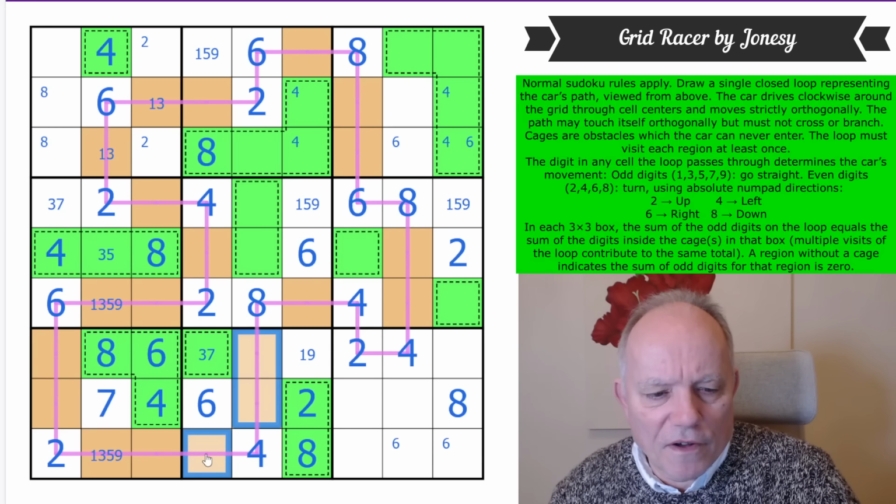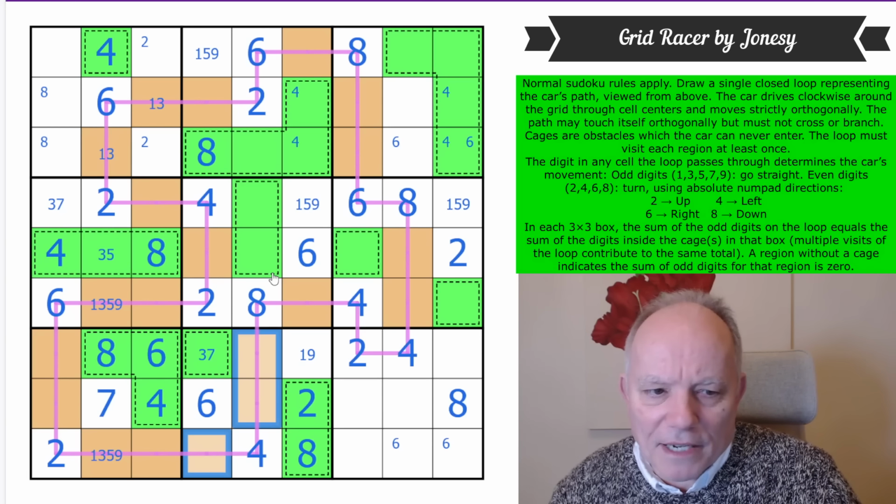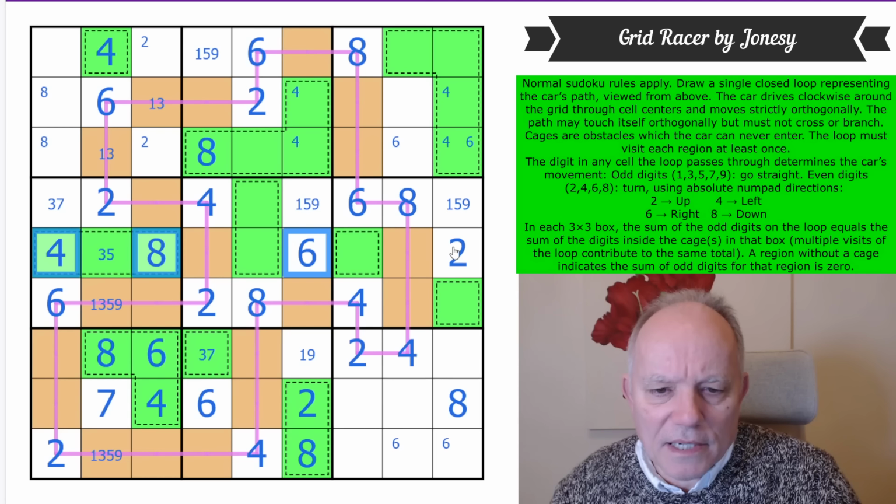So, 5's in one of these cells. Is that any use? No. There could be some colouring to be done here. I'm not sure. We've got 4, 8, 6, 2 in this row.